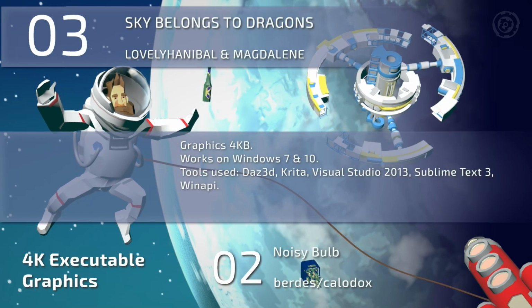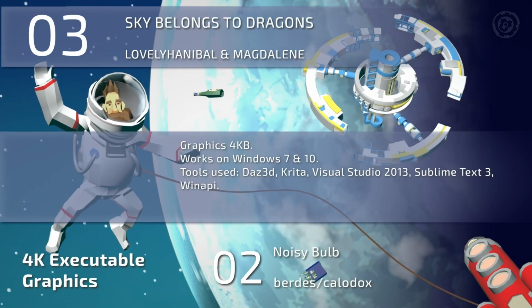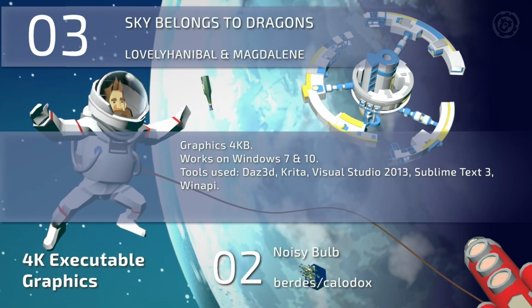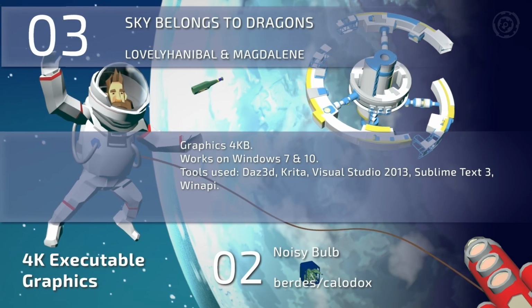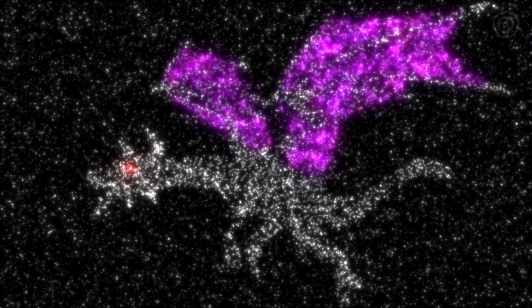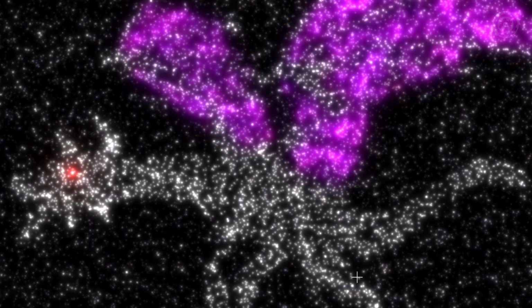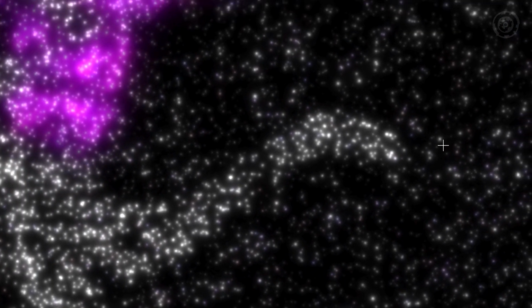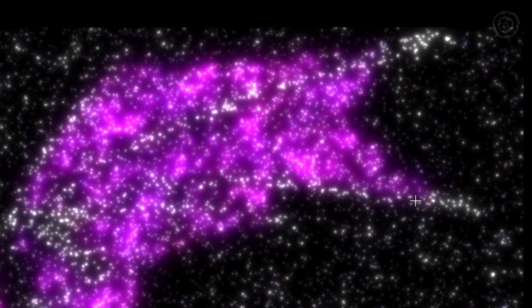Sky Belongs to Dragons by LovelyHanibal and Magdalene. This one is Windows 7 and 10. Interesting that you're using Krita there. Well, yeah, maybe for doing the initial dragon sketch. It's not unknown for people to put a low res picture inside an executable and use techniques to sharpen it, basically. So I wonder if that was it as well. Yeah, that could be.